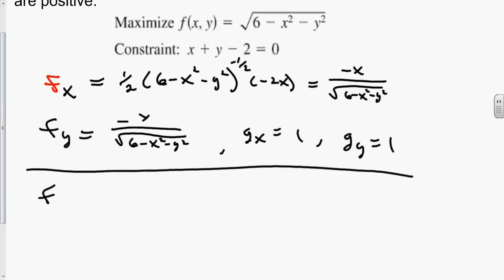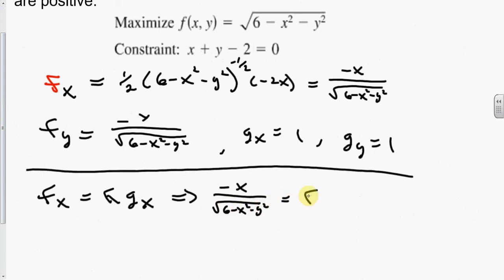So when we set the partial of f with respect to x equal to lambda times the partial of g with respect to x, this gives us negative x over the square root of 6 minus x squared minus y squared is equal to lambda.